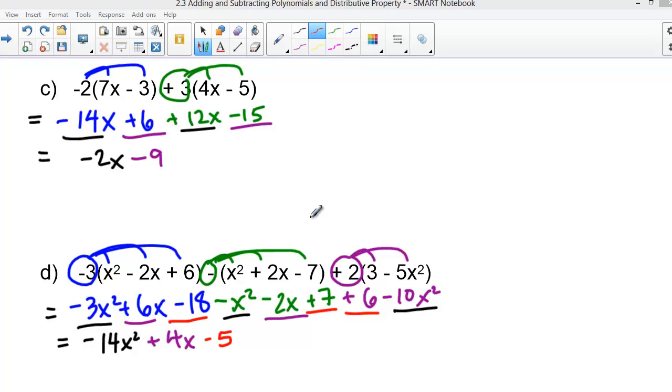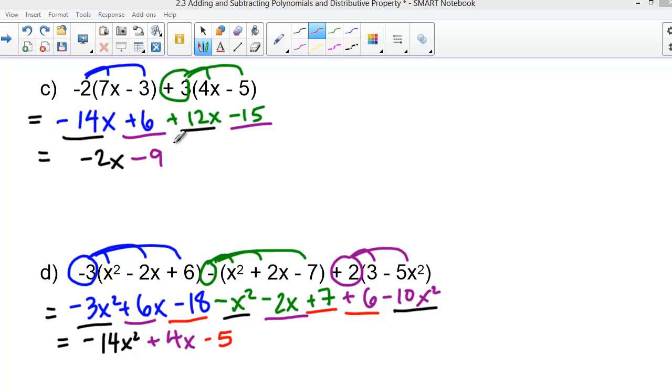Okay, so there are the answers to both of those problems. In question C, you can see in blue and in green, I've color-coded my distributive properties. Notice that I'm doing two of them. So the negative 2 is only going to be multiplied by the stuff that's in front of it, and the 3 is only going to be multiplied by the stuff that's in front of it. Again, I color-coded the answers to both of those.